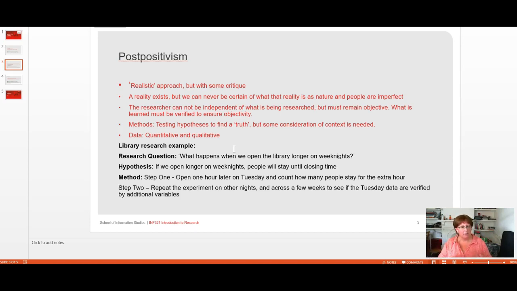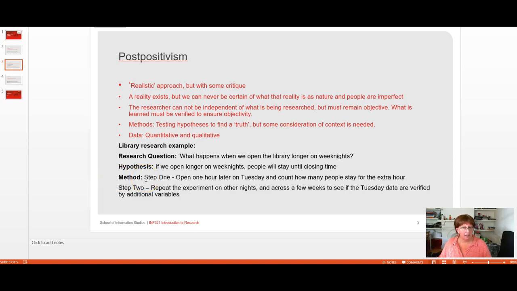So what you might do is you have the same research question. So this is a library example. What happens when we open the library longer on weeknights? Still the same question. The hypothesis is still the same as the positivist approach. If we open longer on weeknights, people will stay for that extra time until we get to closing time. And then the method changes though.